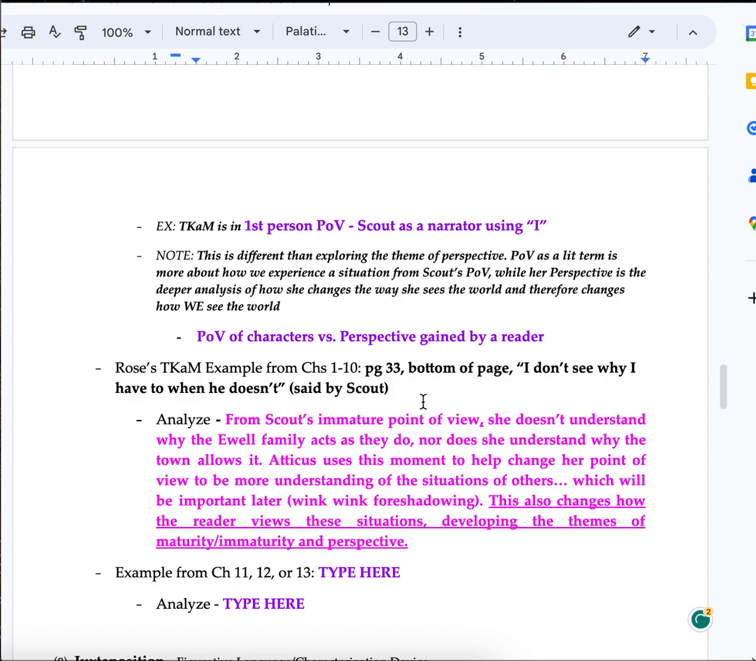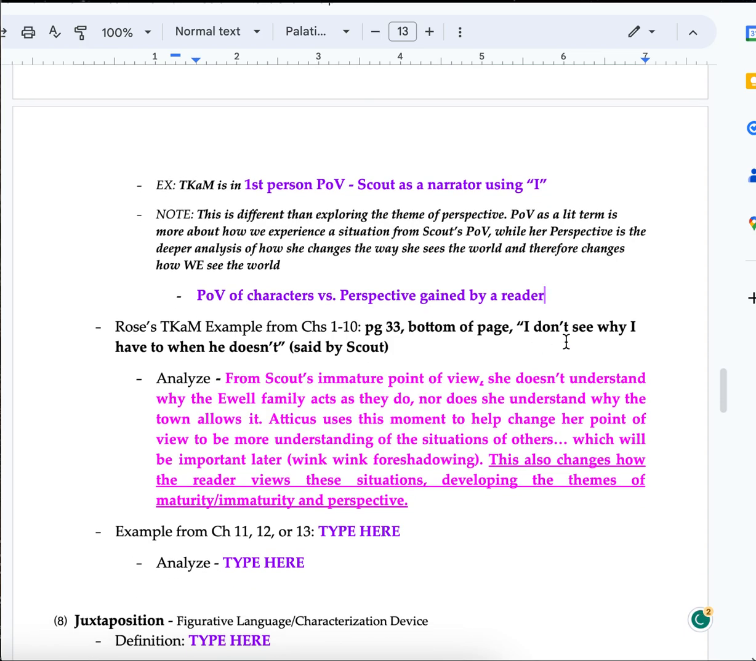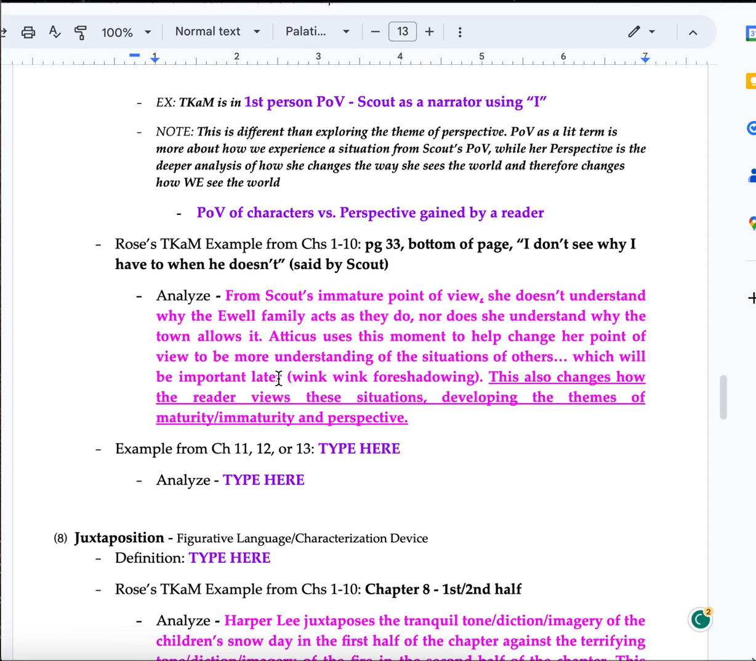But my example is on page 33 at the bottom of the page. I chose the quote said by Scout, but it's not included there. Scout says, "I don't see why I have to when he doesn't." So my analysis states that from Scout's immature point of view, she does not understand why the Yule family acts the way they do. This is in reference to the fact that Burris Yule does not have to go to school, and his family doesn't really have to abide by the rules of the town, right? Because Scout's too young to get it. So she doesn't understand why the Yules act as they do, nor does she understand why the town allows it.